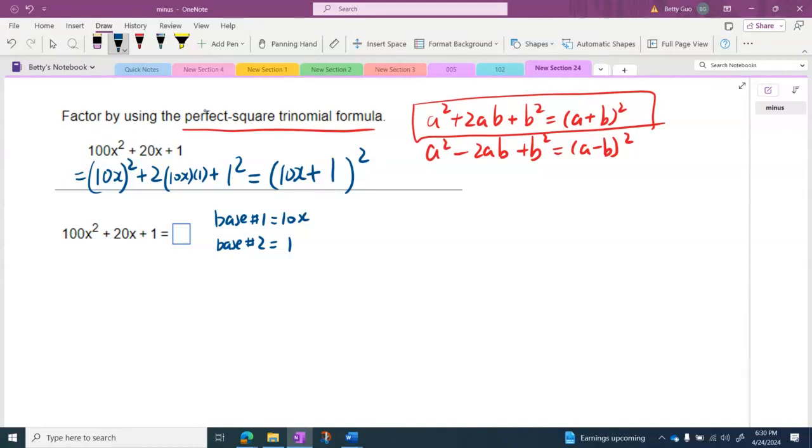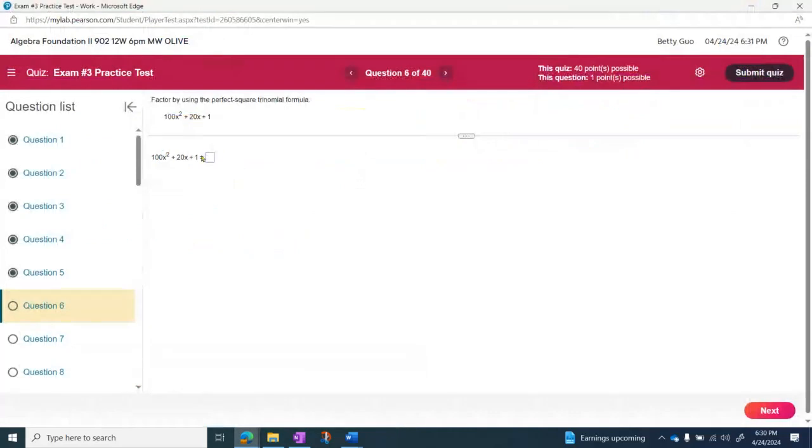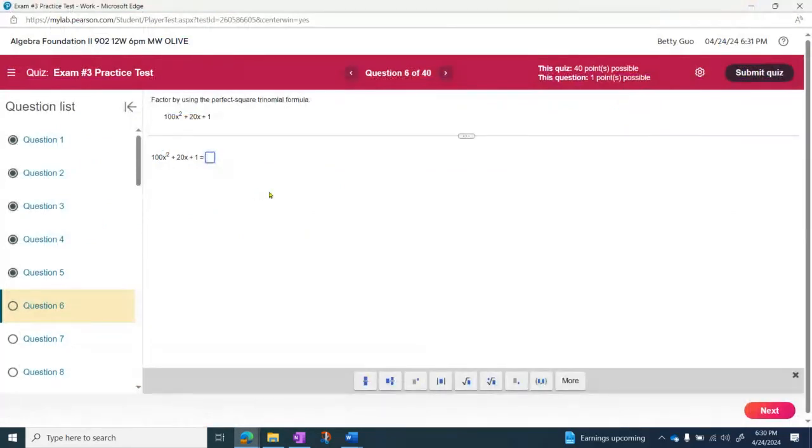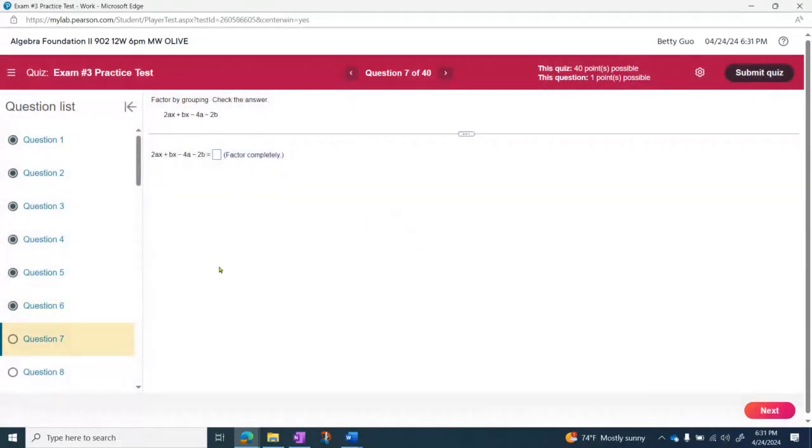Question? The instruction makes it easier, guys. Please make sure you read it. Let me enter the answer. I enter parentheses first, and raise to the power of 2. And inside the parentheses, I have the first base 10x plus second base 1. All right. Next, you copy paste.